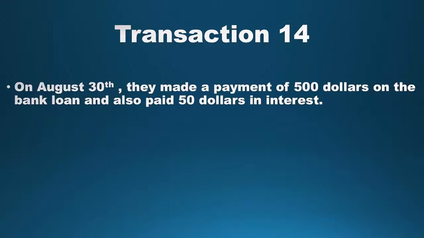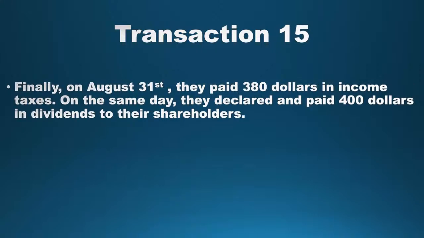14. On August 30th, they made a payment of $500 on the bank loan and also paid $50 in interest. 15. Finally, on August 31st, they paid $380 in income taxes. On the same day, they declared and paid $400 in dividends to their shareholders. That's quite the list, isn't it?